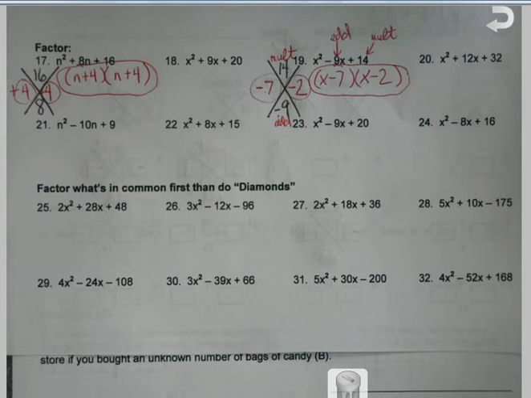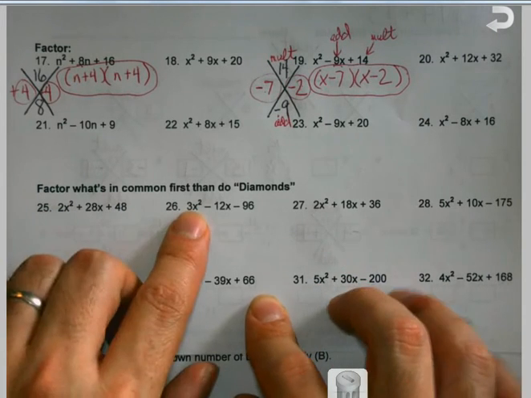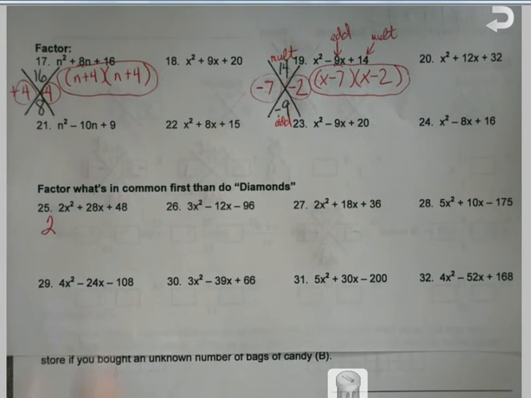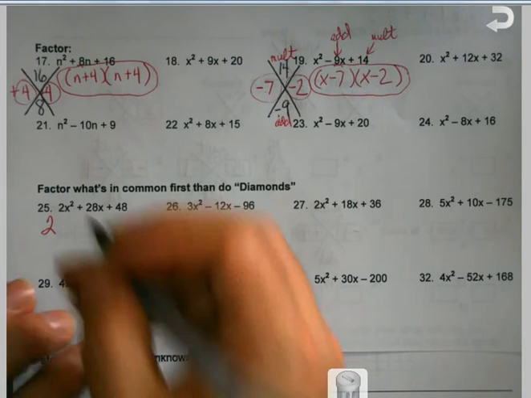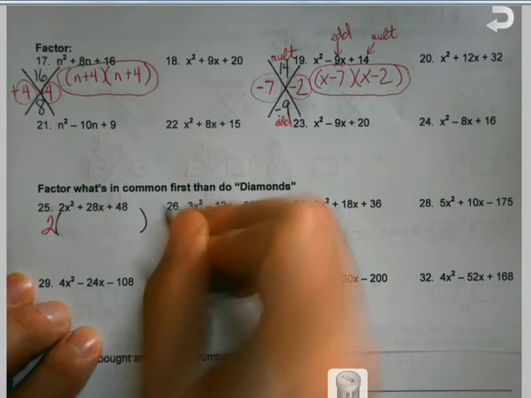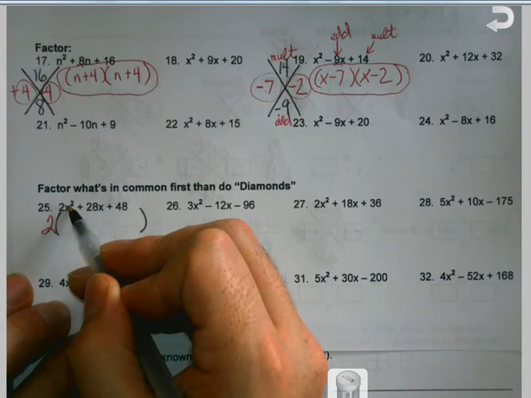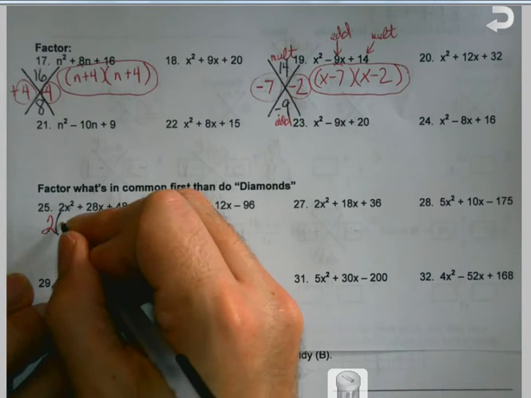And then finally, down at the bottom, you're like, oh, what's this? Factor what's in common first, then do diamonds. Because you'll notice it's not just x squared in any of these, there's these numbers. It's because there's a value that I can pull out of there first that divides into all of them. And so basically, to get to here, it's what do I multiply this by to get this back? In other words, just divide it through by 2.